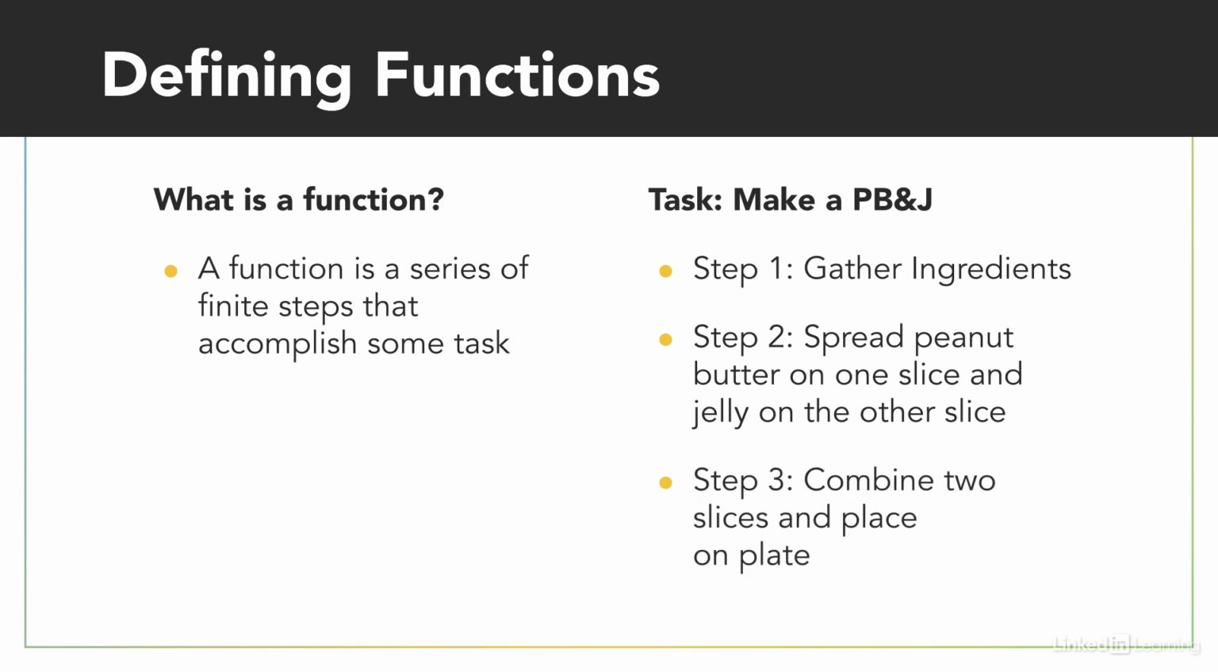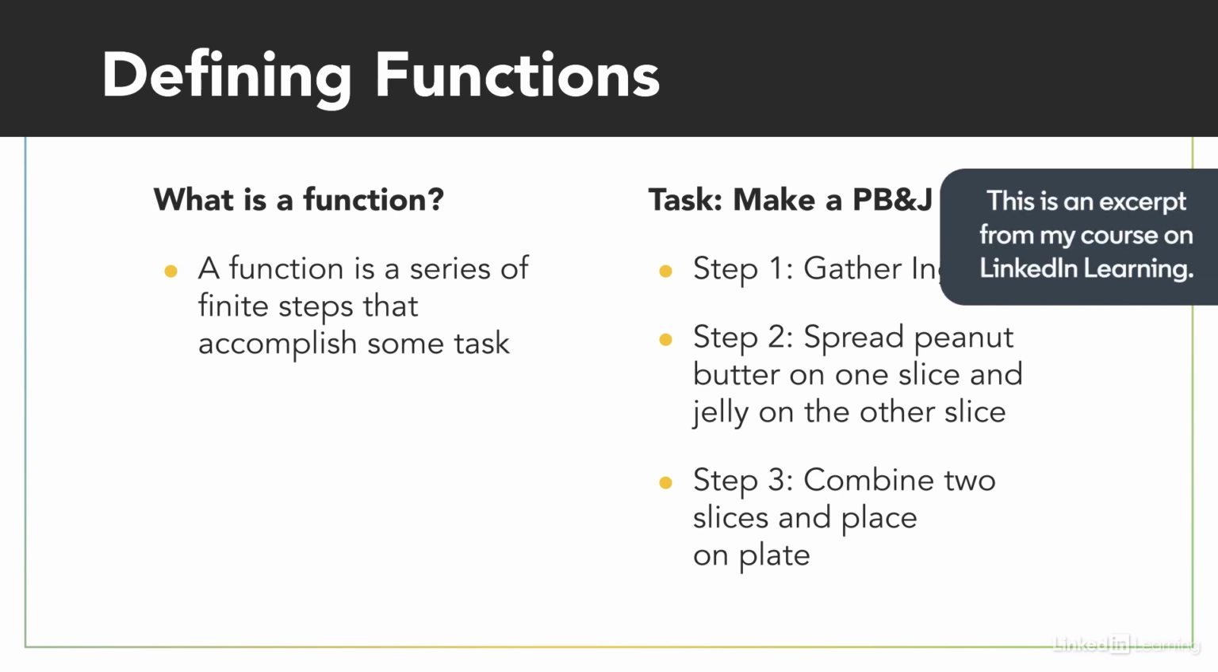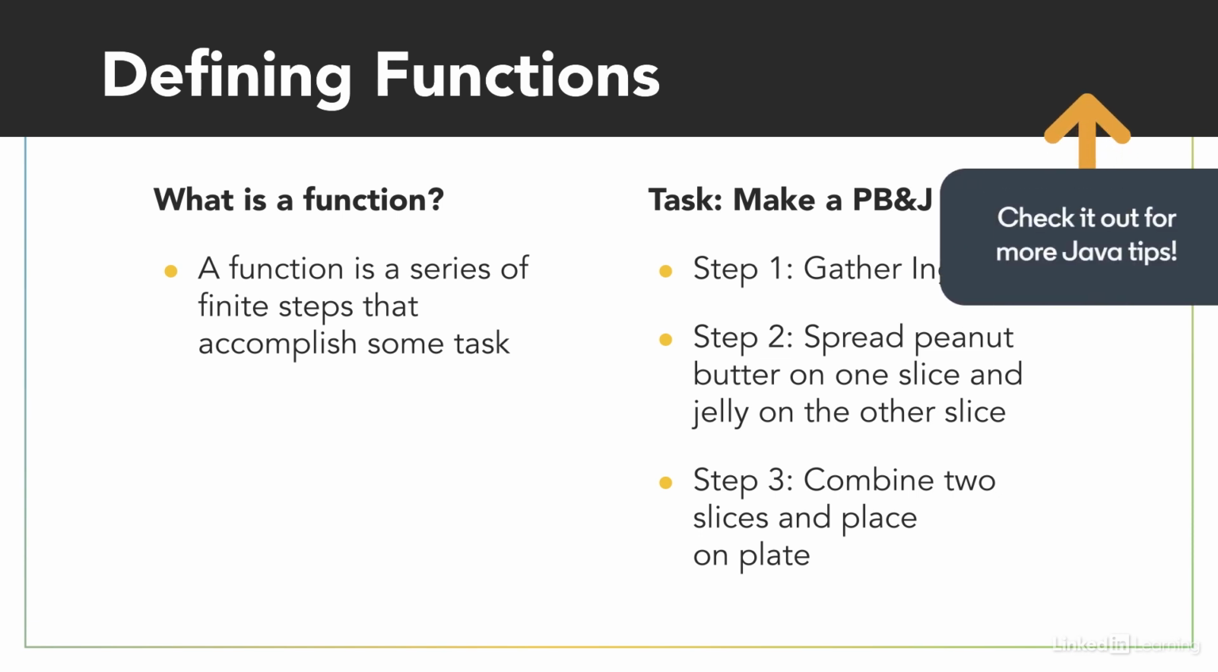Next, you would put the 2 slices together to create the sandwich, and finally, you would place them on the plate. Each of these steps that I've mentioned is a defined step that we take in order to complete the Make PB&J task. We call the combination of these finite steps in association with the task a function.